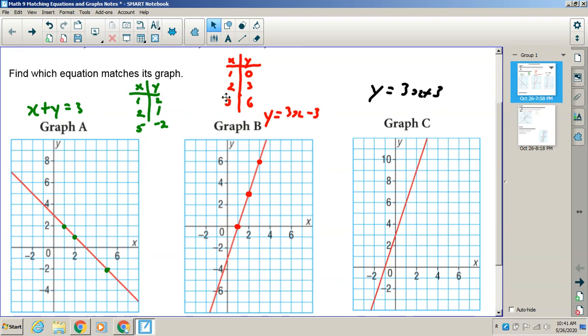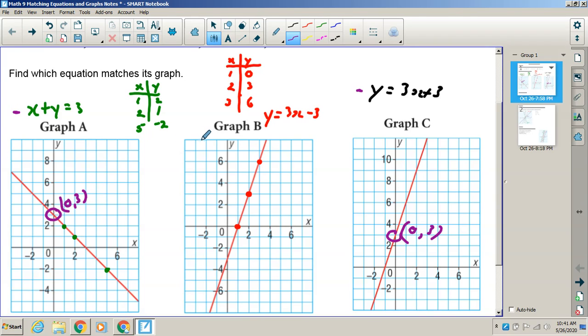Now, the reason being, if I look at a couple points on a couple graphs here, for example, if I look at this point right here, that is 0, 3. And if I look at this point here, that is 0, 3. So if I take this point and I plug it into this equation, it works. If I take this point and plug it into this equation, it works. So this point, 0, 3, works in this equation, and it works in this equation.